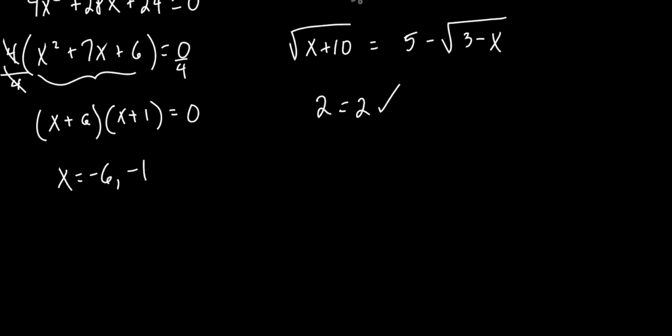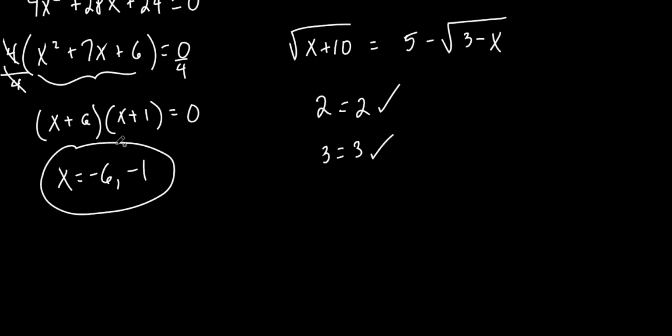Let's try negative 1. So put a negative 1 in for this. Negative 1 plus 10 is 9. Square root of 9 is 3. Put the negative 1 in here. 3 minus negative 1, that's the same as 3 plus 1, which is 4. Square root of 4 is 2. 5 minus 2 is 3. Check it out, they both work. So I can circle both of them. And that's how we do it.